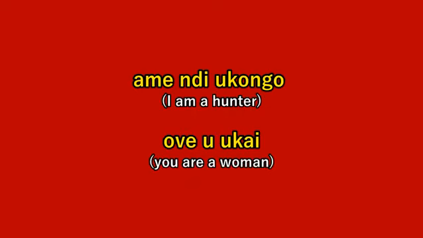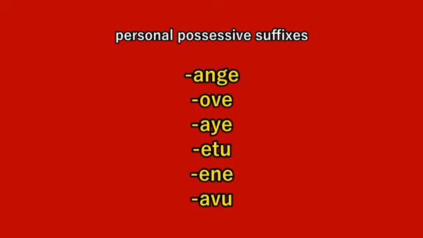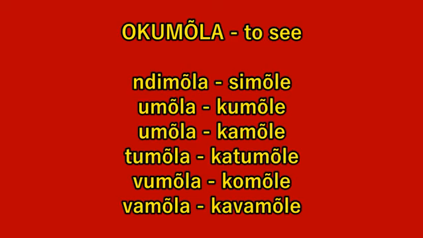For example, ame ndi u Congo. Ame is the pronoun I. Ndi is the first person prefix. U, am, serves as am there. U Congo is a hunter. Ove u ukai, you are a woman. The possessive personal morphemes are ange, ove, aye, etu, ene, avu. They are equivalent to my, your, his, our, their in English.